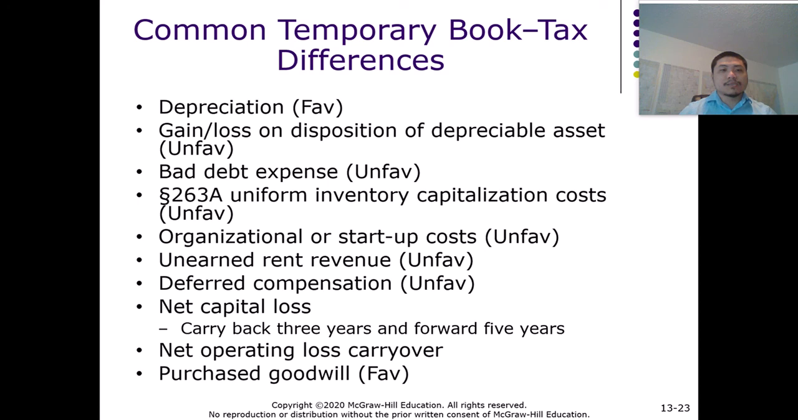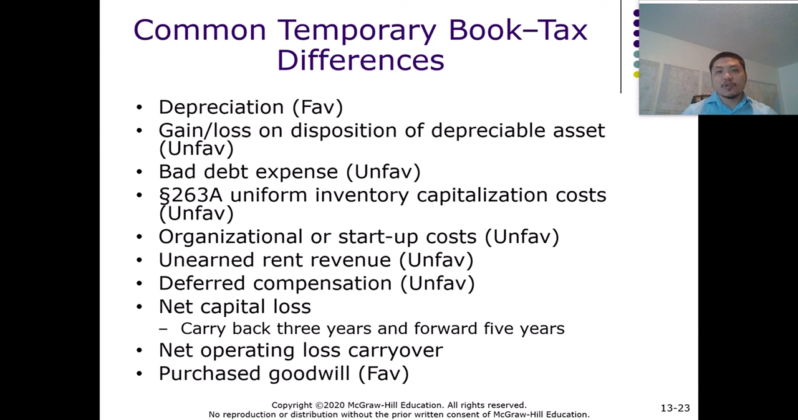The reason it's called temporary is that it only creates the difference at the moment, and then in the future that difference can be reversed. For example, depreciation. For tax purposes, the depreciation expense is much higher than the depreciation expense for book purposes. That's why it's favorable.